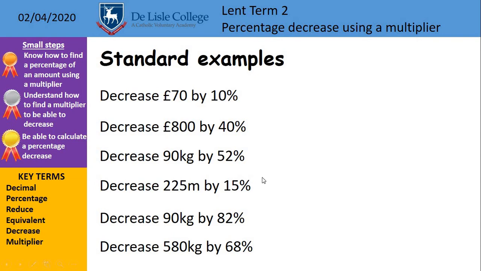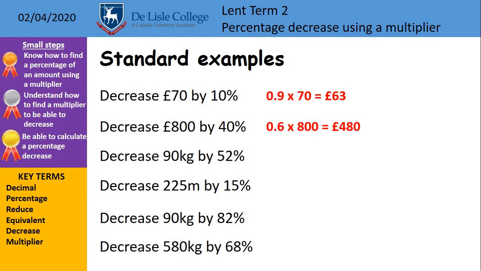So decrease £70 by 10%. 100% subtract 10% would mean we want to find 90% of £70. Change 90% to a decimal, so we want to do 0.9 multiplied by 70, so the answer was £63. Decrease £800 by 40%. 100% subtract 40% means we want to find 60% of £800. 0.6 multiplied by 800 would give us an answer of £480.